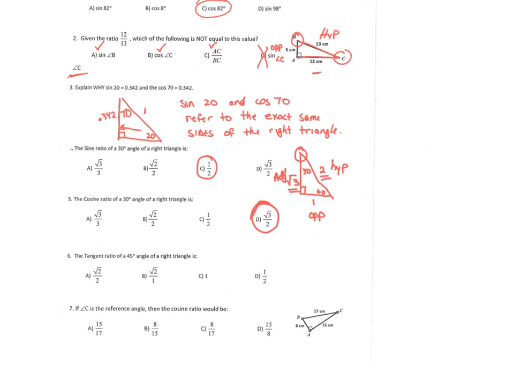The next question says the tangent ratio of a 45-degree angle of a right triangle. So drawing in a 45, 45, 90, these are in a ratio of 1 to 1 to radical 2. So tangent would be, pick one of the 45s, opposite to adjacent, which would be 1 over 1. So 1 over 1 is 1.